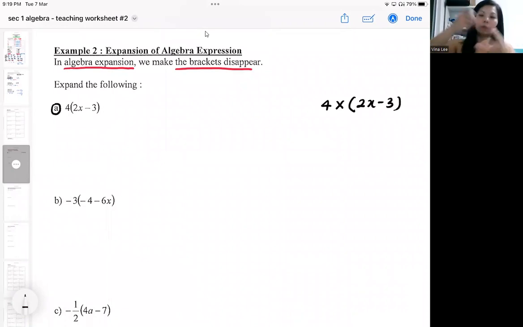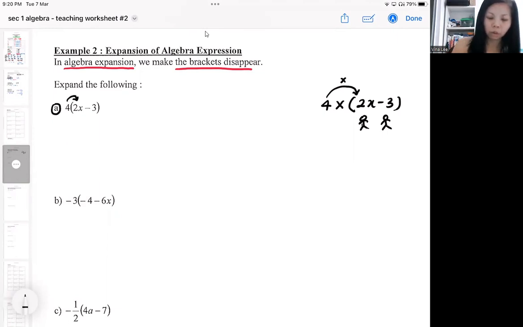So it's just like you want to give food to everybody in the class. You must give food to everybody in the class. So the bracket is like a class, and in this class I've got 2 people. I'm going to give the 4 to the 2 people inside, so I will multiply: 4 times 2x. You will usually see me using arrows to show the multiplication. Whenever I draw an arrow like this, it means multiply.